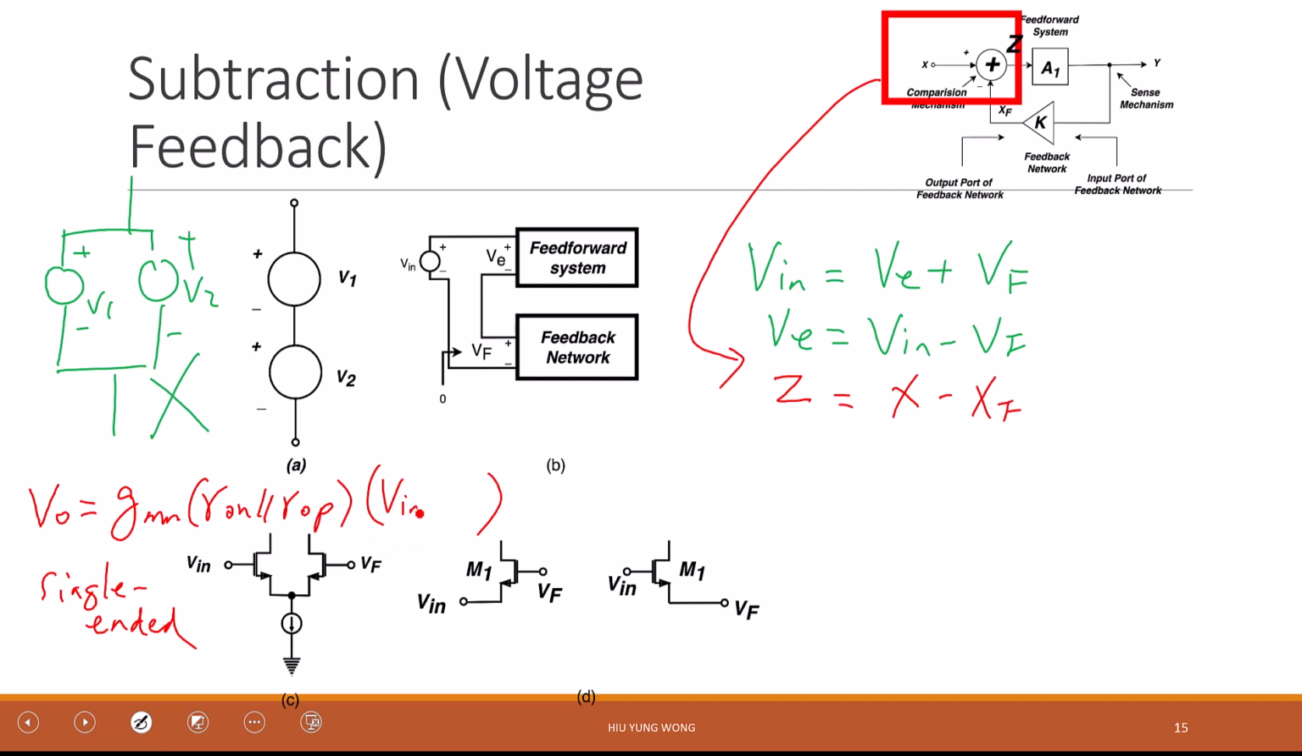V in minus what? VF. Do you agree? Excellent. That helped me to do the voltage subtraction. So what will I do? My input signal I will put here, and then my VF I'm going to put here. Right? The feedback. Then I realize the subtraction, right? So it's not necessary that I need to put it in series. But actually they are in series.